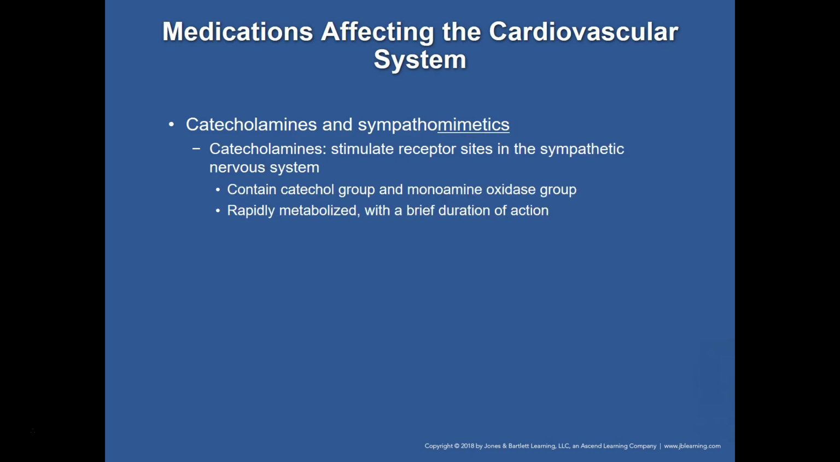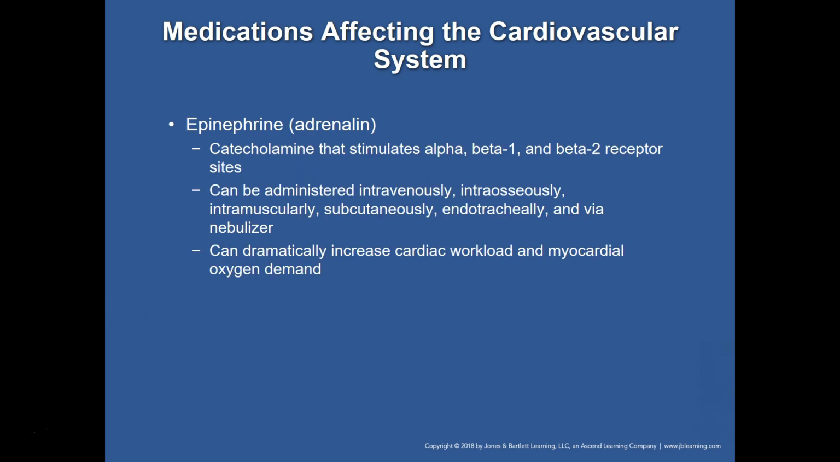I'm thinking that here's where they're talking about some epinephrine. Epinephrine is a catecholamine that stimulates alpha, beta 1, and beta 2 receptor sites. IV, IO, IM, sub-Q, endotracheally if you have no choice, and nebulizer. Can dramatically increase cardiac workload and myocardial oxygen demand. So we have to be cautious whenever we're giving epinephrine, and we need to make sure that we're giving it for the right reasons.